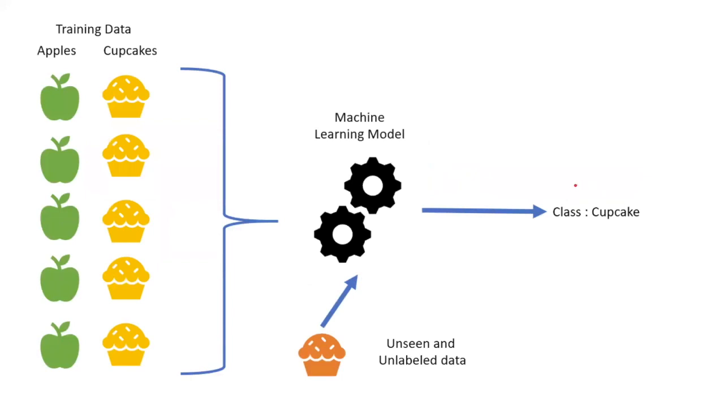For example, if we give the computer this data, which is a bunch of images of apples and then a few of cupcakes, we run that data through a machine learning model. Then we give it a new data set, which would be this orange cupcake right down here, which is unseen and unlabeled data. The computer, through this process, should be able to identify that this is a cupcake and not an apple, and put it into the same class as the rest of the cupcakes.